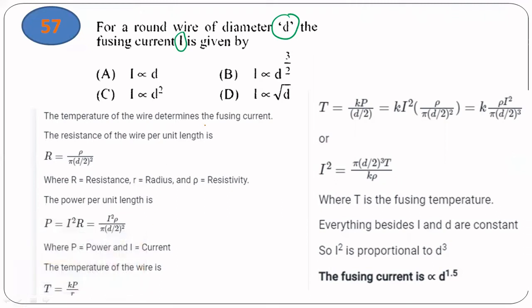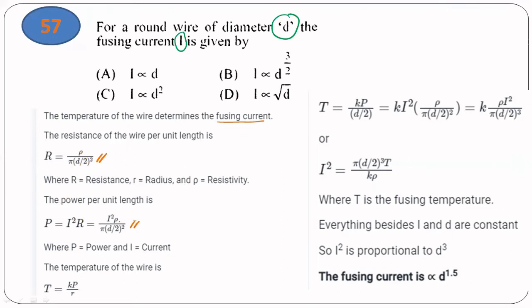The resistance of the wire actually determines the fusing current, right? So the less the resistance, the more the fusing current. That is the concept here. The resistance per unit length is given by rho divided by pi d square by 4, that is pi (d/2) square, right? And power per unit length is given by I square R, which is I square rho divided by pi (d/2) square.